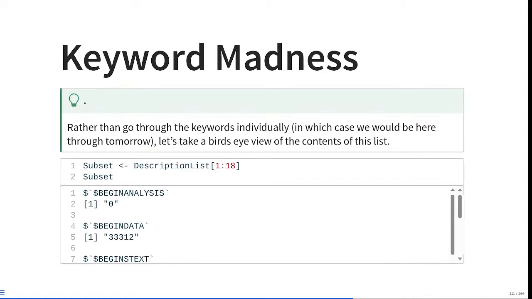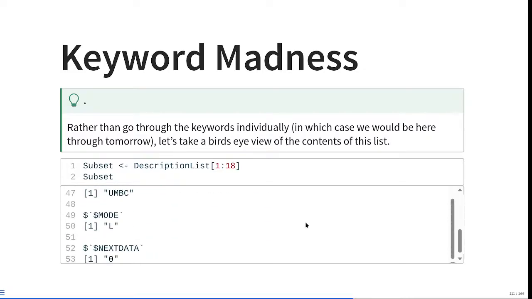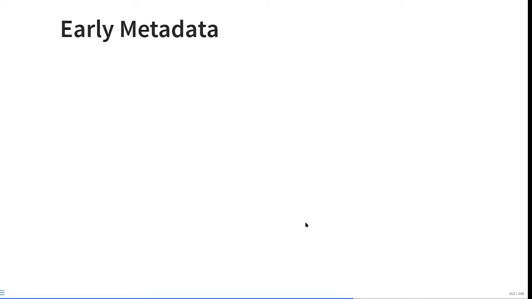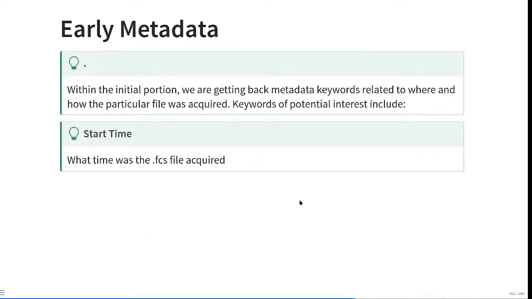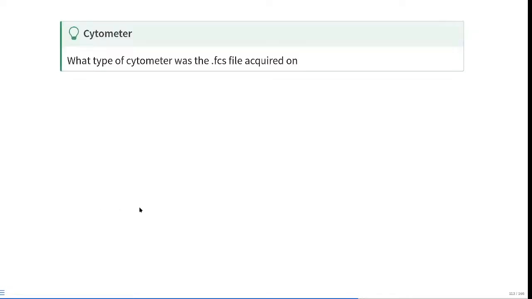If we look at this very first chunk, the 1 through 18 section, it looks to be mostly metadata of one form or another. In this early metadata section, we can see some particularly interesting values. If we wanted to retrieve the time that the file was started being acquired, there's a keyword for that, in this case btim. The time looks like this one was acquired just shortly before 2 p.m.